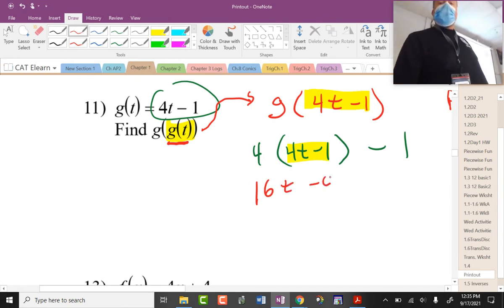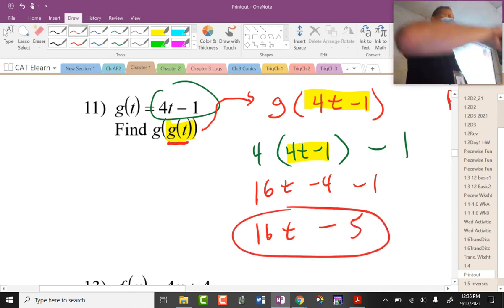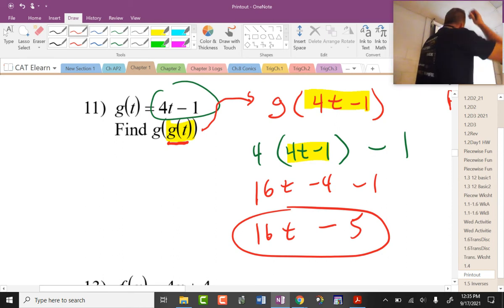16t minus 4 minus 1. 16t minus 5. I don't like that. I put a little curly Q on t's because they look like plus signs.